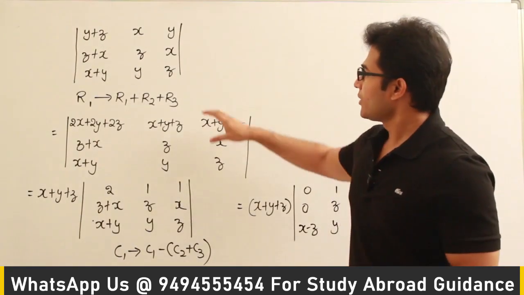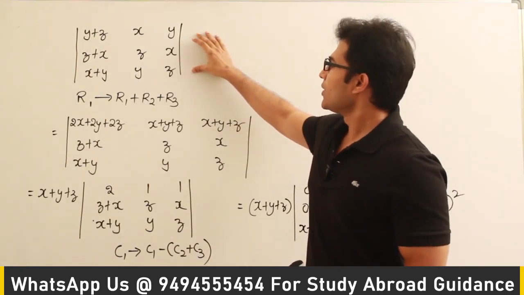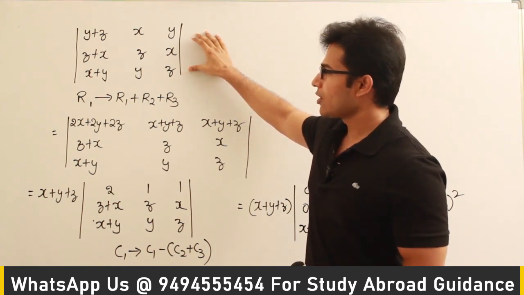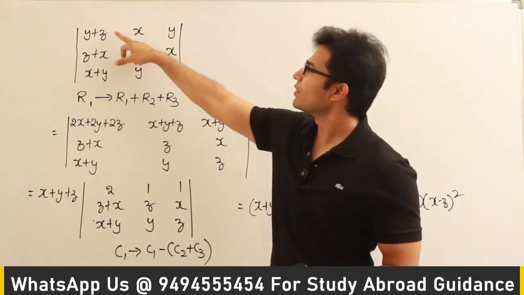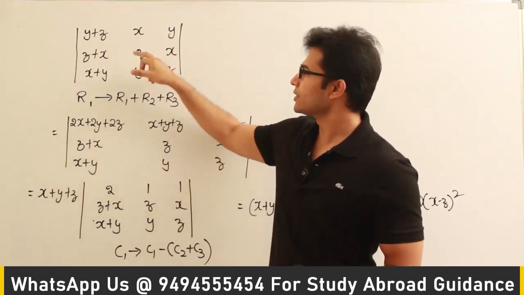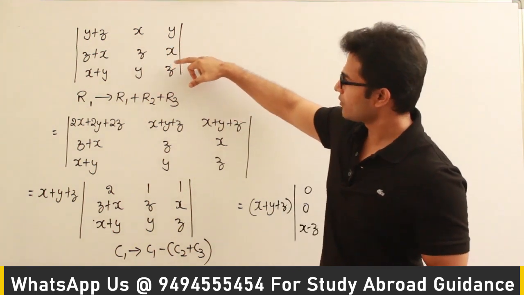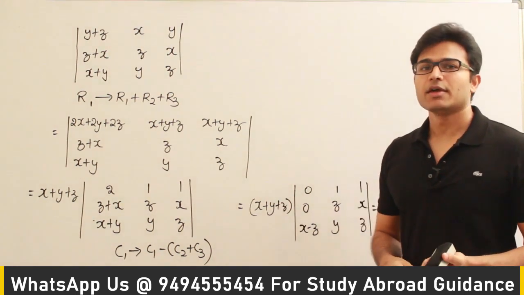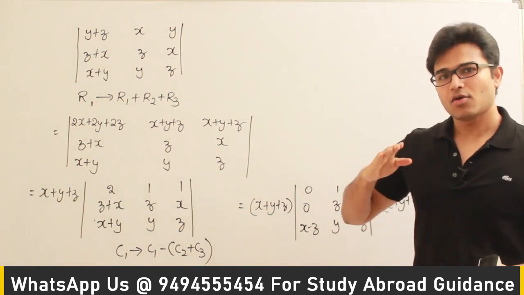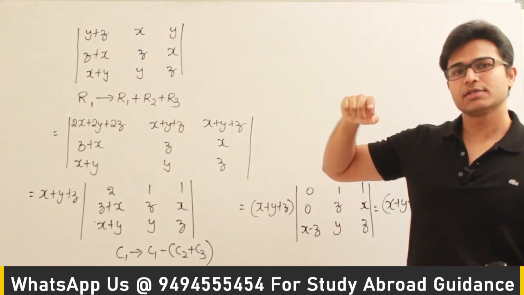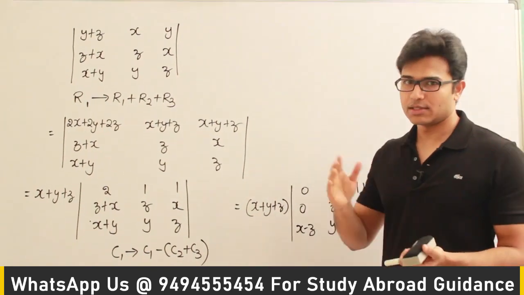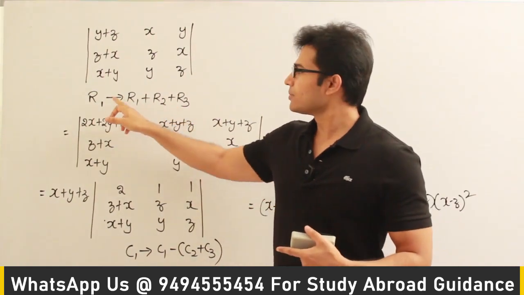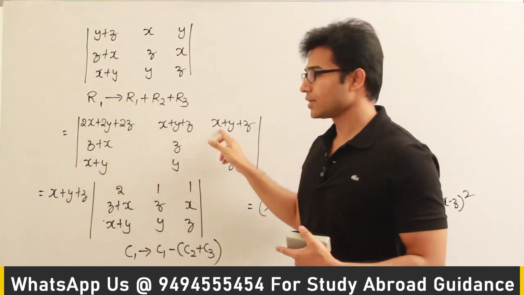Now check this, we have to find out this determinant. If you observe it, if you add all the elements of a column, they are almost going to be the same. So if I add all of them, it is going to be 2 into x plus y plus z. If I add all of them, it is x plus y plus z, y plus z. If I add all the elements of this column, it is going to be x plus y plus z. Therefore what I'll do is, I'll add all the rows and replace the first row with the result. Therefore I got this, right?